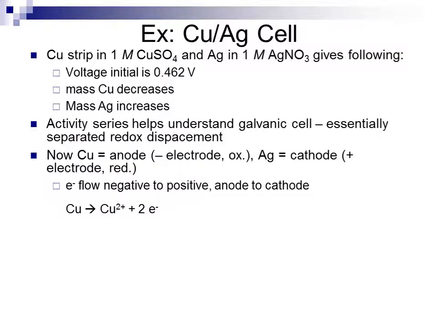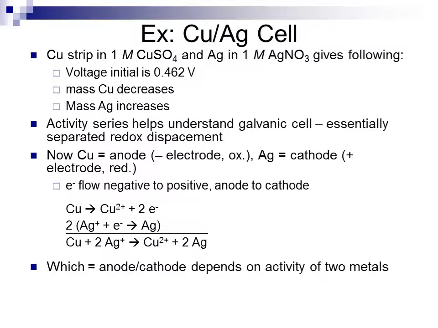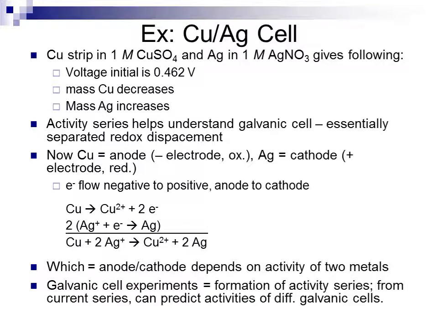So copper forms copper 2+ with the production of 2 electrons. Silver takes in 1 electron to produce silver metal. So our net reaction is copper plus 2 silver ions produces copper 2+ ion plus 2 silvers. Now, which of these is the cathode or the anode? As we said, it depends upon the activity of the two metals.